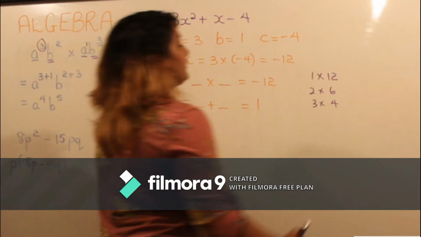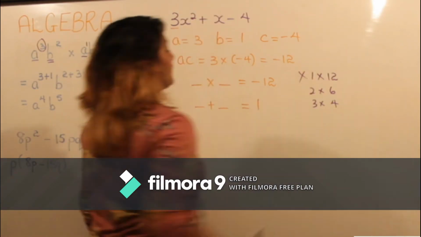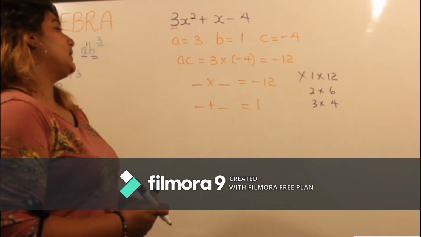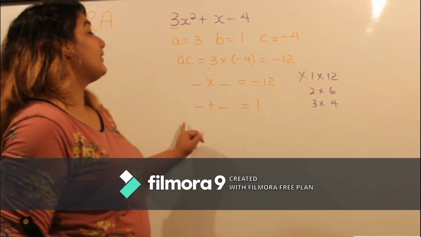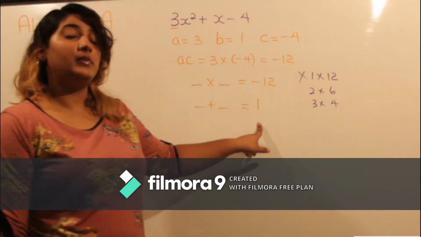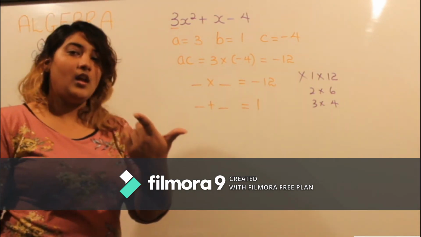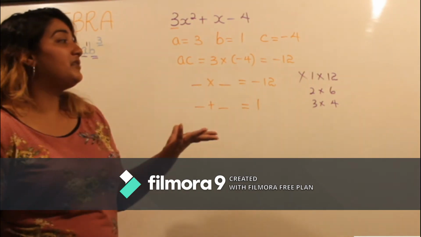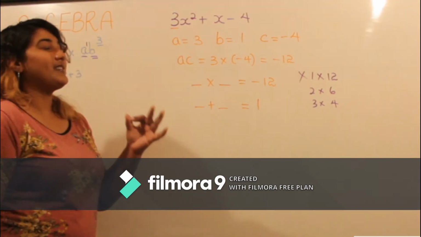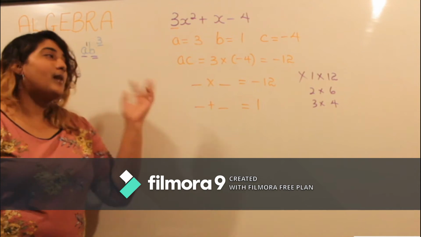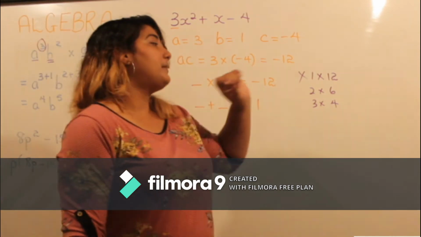And obviously we can't use 1 by 12. We can't use 1 by 12 because while that product will give us a 12, it won't give us a sum of 1. Because if I add 1 and 12, I'll get 13. Or if I subtract 1 from 12, I will get 11. And if I did the other way around, subtracting 12 from 1, I'll get minus 11. So either way, it rules out this first pair.